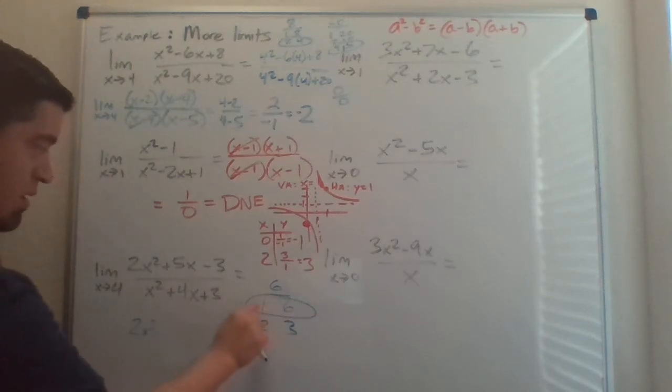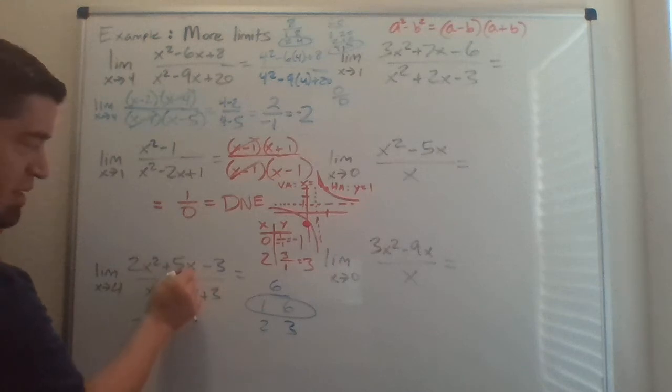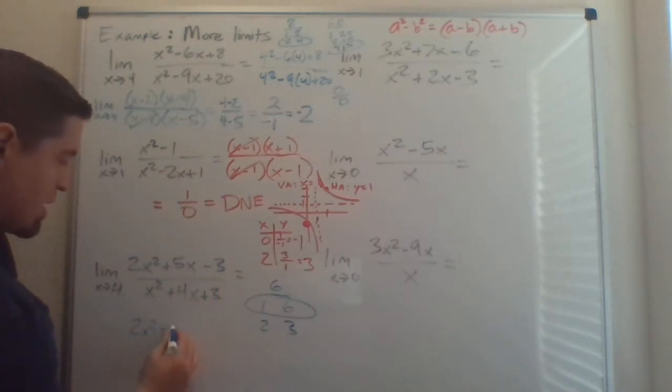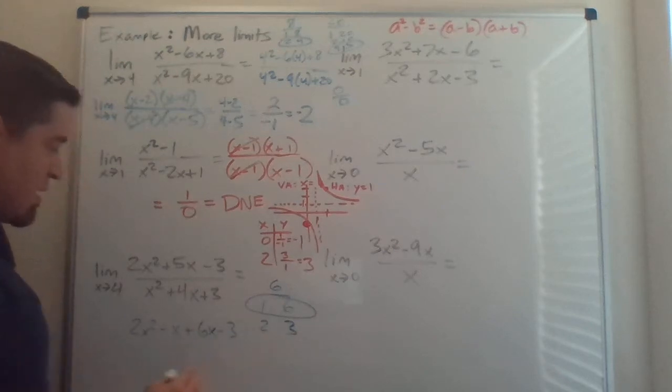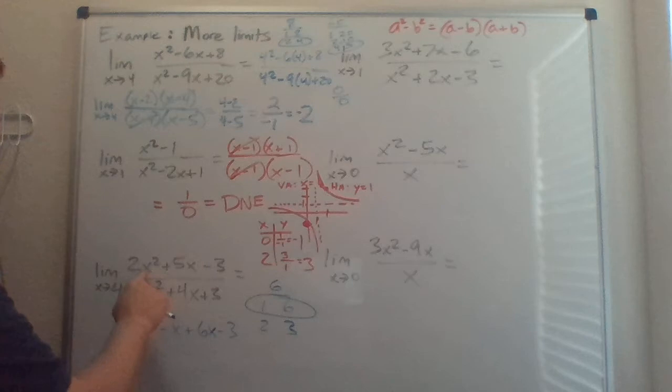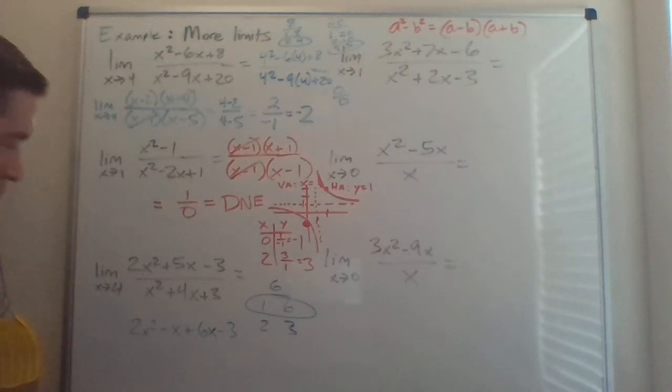So what we're going to do with this 1 and the 6 is break this up. We're going to break the 5x up into -1x plus 6x. Think about that for a second. Is this the same thing as this? Yes. -x plus 6x gives me 5x, so it's exactly the same.